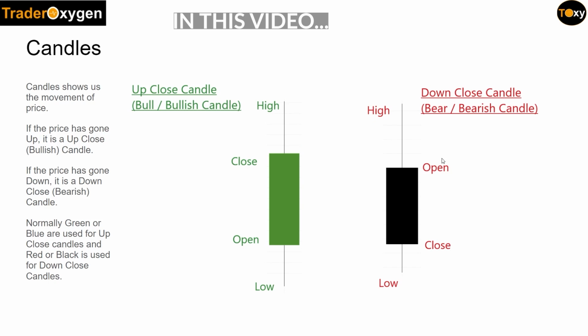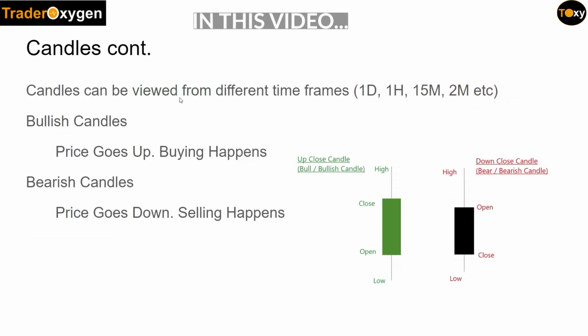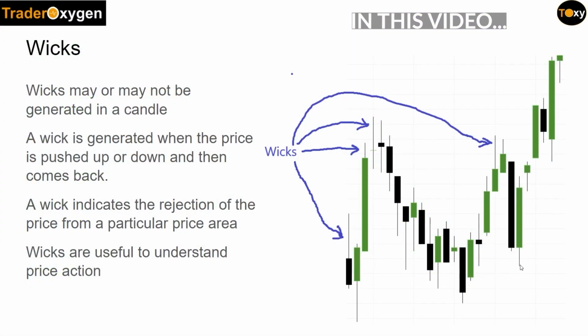In a down close candle, what happens is candles can be viewed from different time frames. But if it's a 1 hour candle, it can be a 2-minute candle. In a down close candle, usually there's a lot of buy side trades happen here. Okay, now let's see how wicks are formed and why they are important for traders. So when the price opens and goes down.